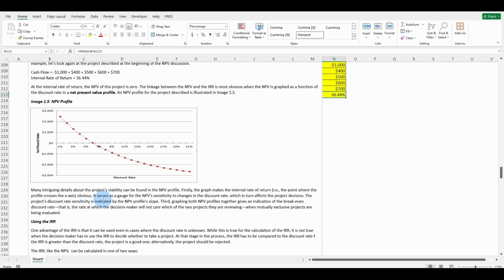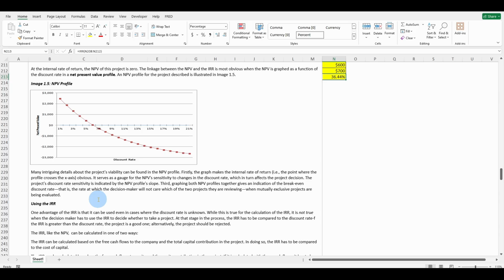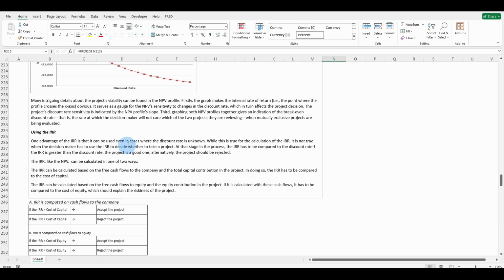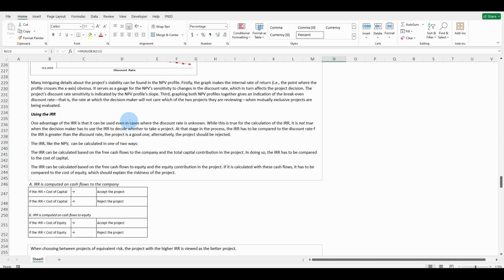Second, it serves as a gauge for the net present value sensitivity to changes in the discount rate, which in turn affects the project's decision. The project discount rate sensitivity is indicated by the net present value profile's slope. Third, graphing both NPV profiles together gives an indication of the break-even discount rate. That is the rate at which the decision maker will not care which of the two projects they're reviewing when mutually exclusive projects are being evaluated.